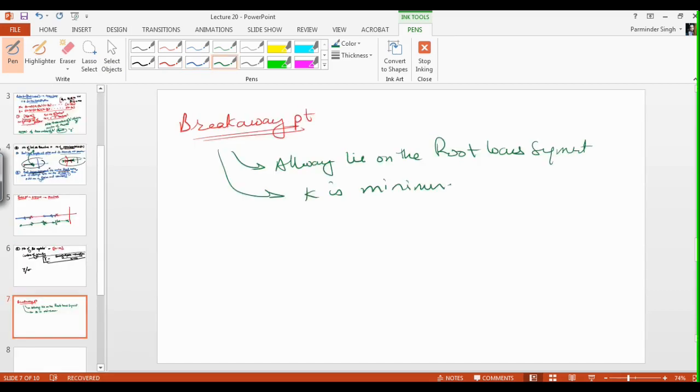Clear? Now how do we calculate the breakaway point? The breakaway point is calculated by this formula that says sum of all zeros, that is sum over i varying from 1 to m, should be equal to the sum of all the poles, 1 over s minus pj, let's say pj, because we used i over here, so j varies from 1 to n. That's the breakaway point.